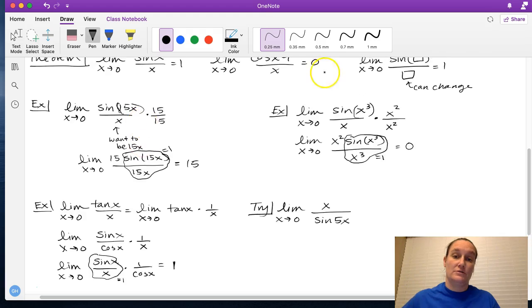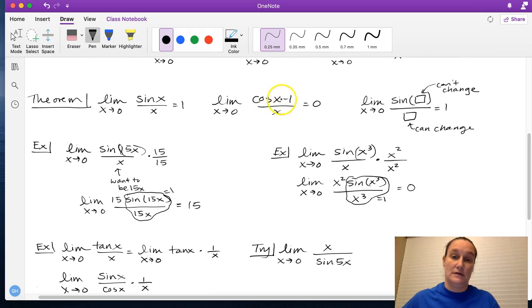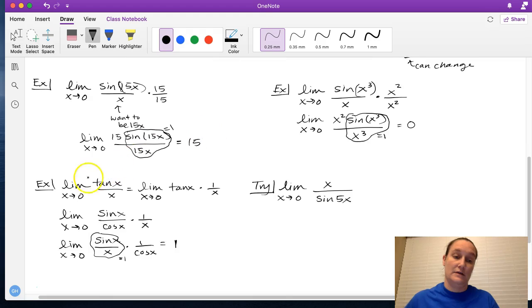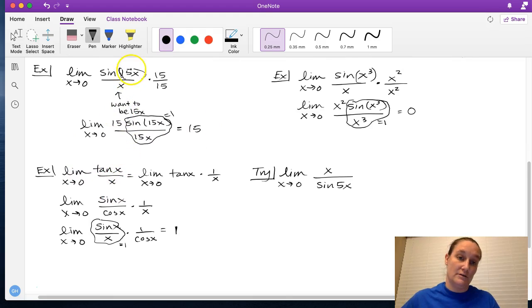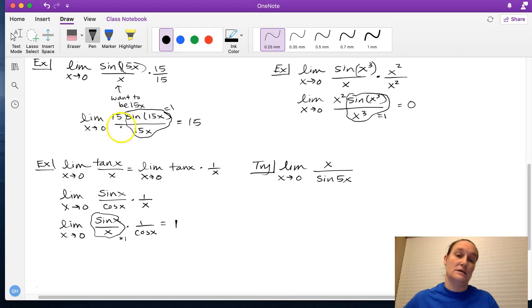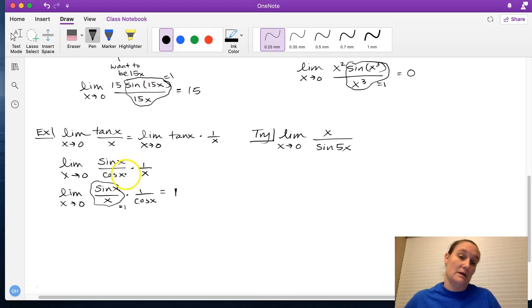All right, it doesn't work for cosine. Cosine is completely different. It has to be cosine minus 1 over x. But it also works for tangent. So if you had tangent of 15x over x, you could do the same thing that you're doing for sine. All right, and we proved it right here. It isn't part of the theorem, but we did prove it. So you could use that.